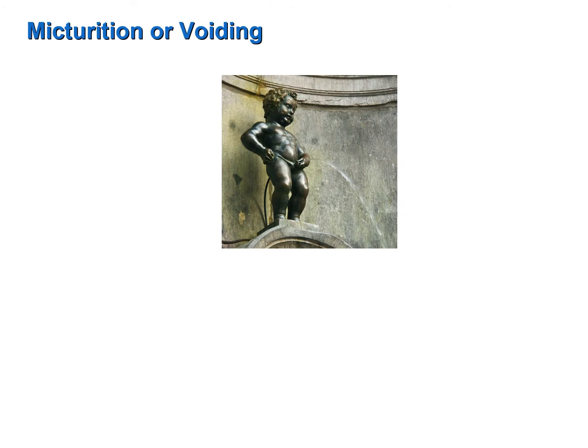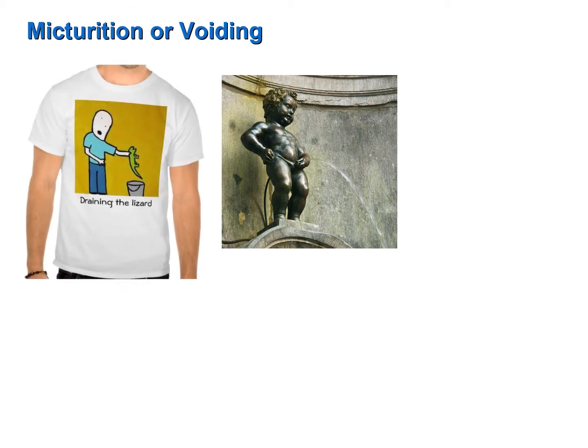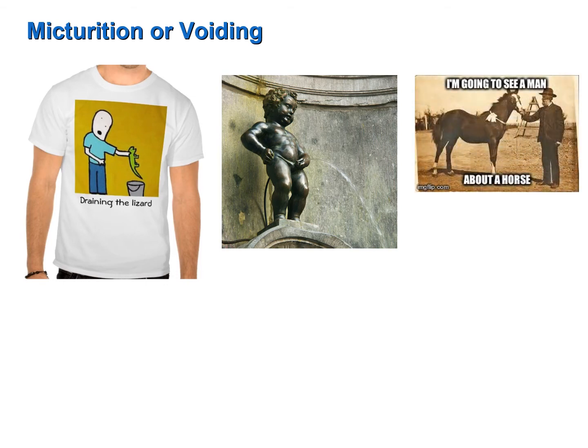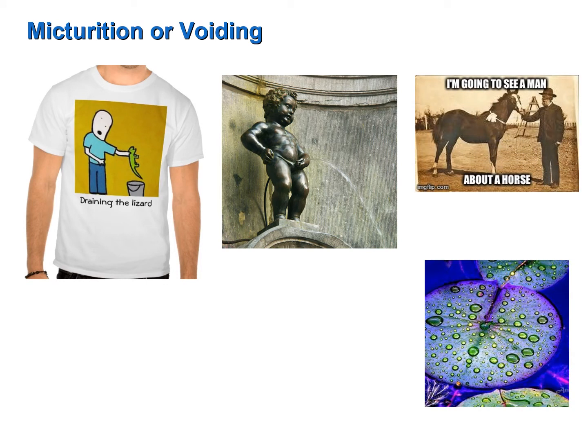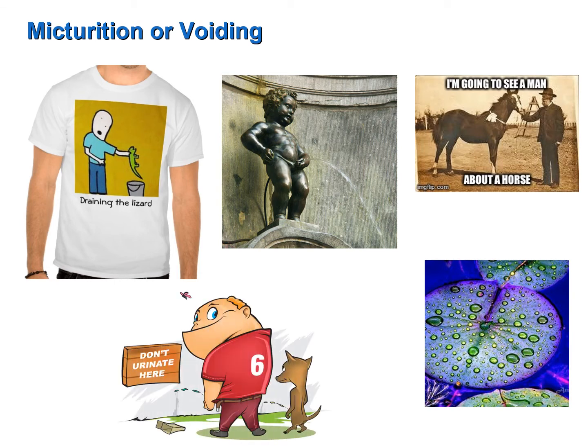Micturition, or voiding, is the process of emptying the urinary bladder and allowing the urine to pass out of the body. Of course, men have many different names for this process, including draining the lizard, going to see a man about a horse, knocking the dew off your lilies, or simply taking a leak. Now let's talk in detail about the process of micturition.